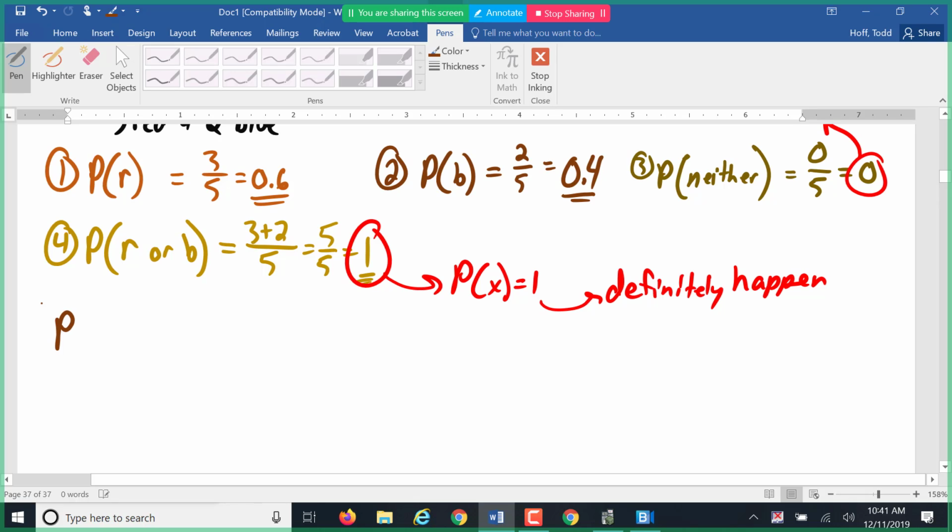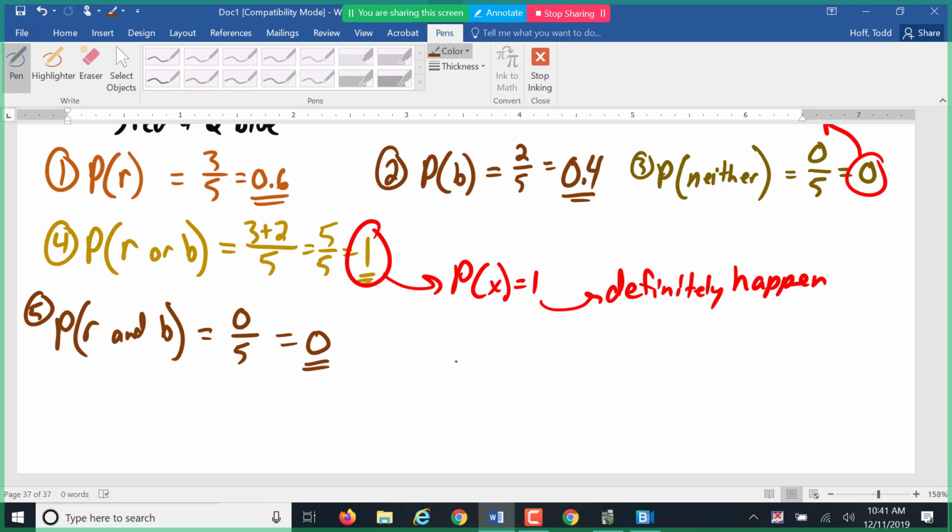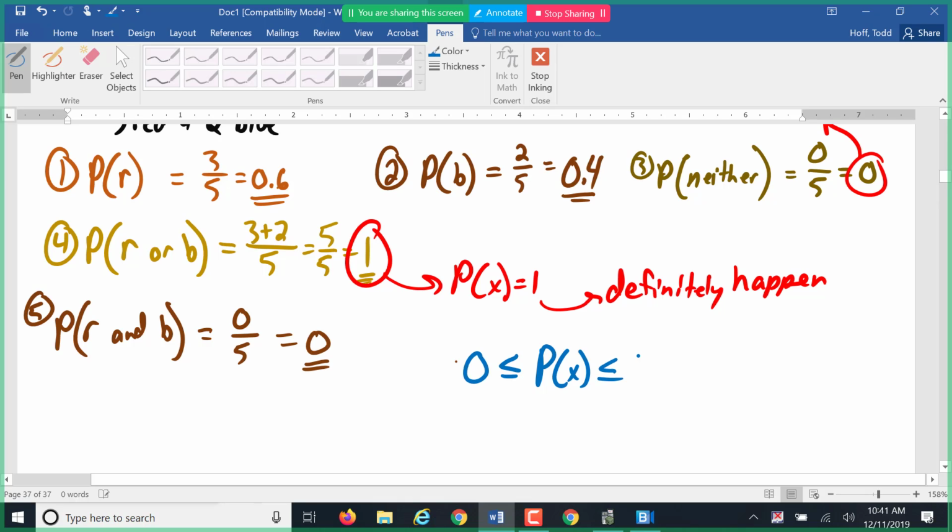What would be the probability of reaching in there, grabbing 1 marble, and having it be red and blue? Well, it's not possible for a marble to be both. This is impossible. So there's 0 marbles that are both red and blue out of 5 total. It's a probability of 0. Just like we said, it's impossible. So from what we've seen here, our probabilities have to be between 0 and 1. If it equals 0, it's impossible. If it equals 1, it's definite. Most probabilities fall somewhere in between in that range.